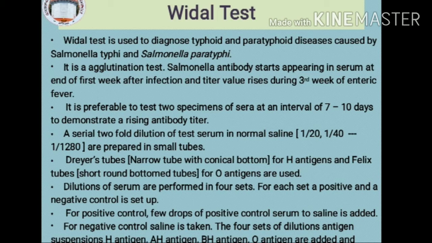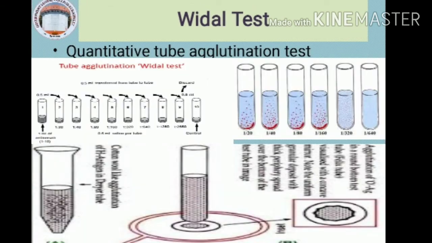Dreyer's tubes contain a conical bottom for H antigens, and Felix tubes are sharp round bottom tubes for O antigens. 3 sets of Dreyer's tubes and 1 set of Felix tubes are used for the Vidal test: Dreyer's tubes for 3 types of H antigens and Felix tube for O antigen.